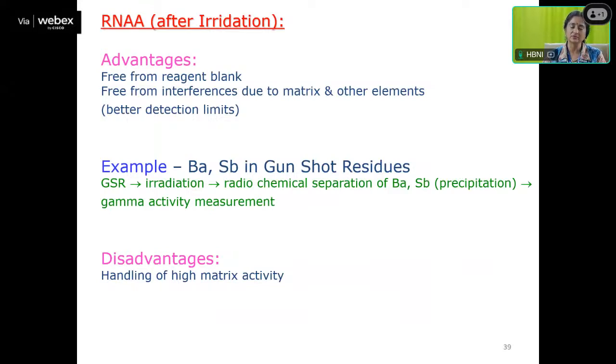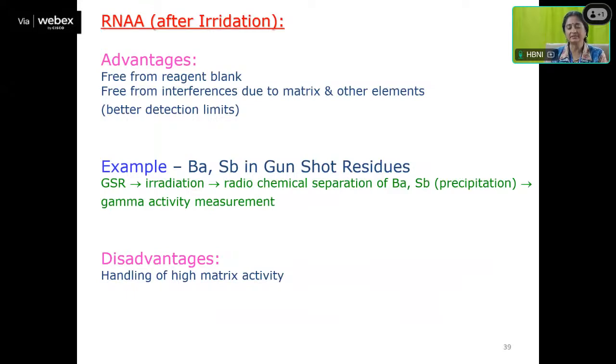So that will not affect, because you are going to finally count the gamma rays, and the gamma rays will come only from the sample which has been irradiated. So it is very safe, there is no reagent blank, and it is free from interferences due to matrix and other elements. For example, barium and antimony in concrete residue are done by RNA. The concrete residue is irradiated, then radiochemical separation of barium and antimony, precipitation you can do, and then you do the gamma activity measurement.